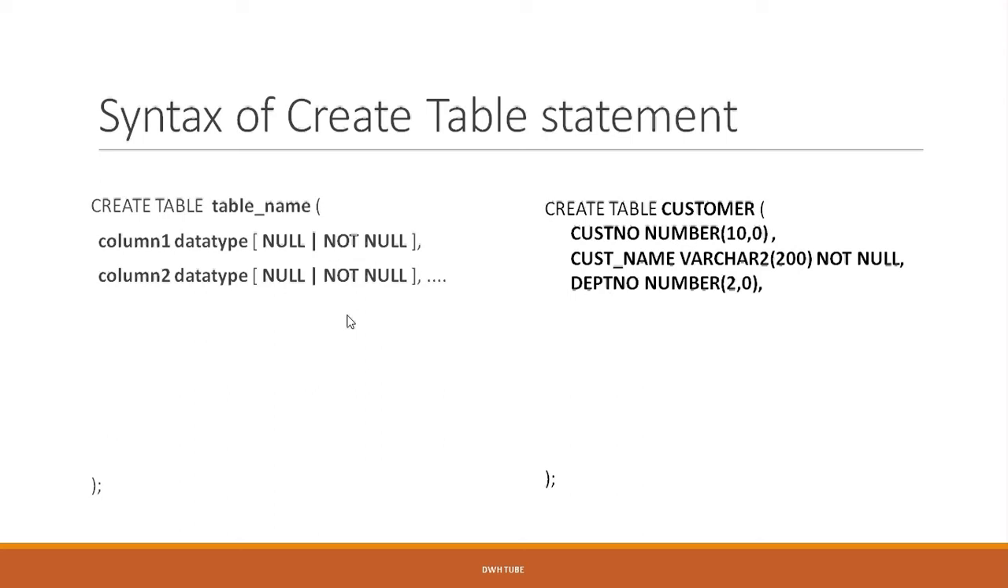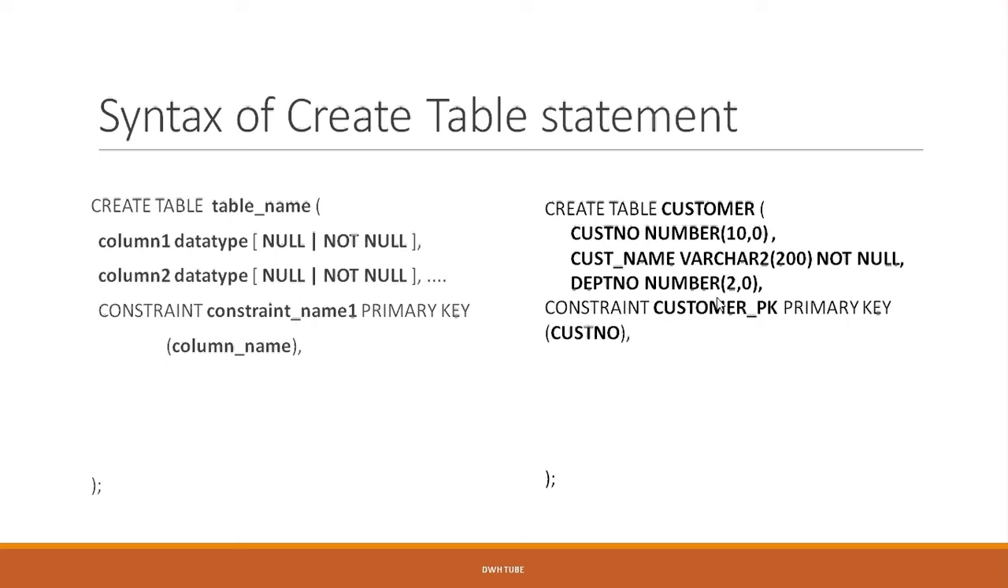Every table can contain one primary key, and how do you define that? Using this particular syntax: constraint name, primary key, and then the column name. Now in our example, customer number is going to be a primary key. Now what do you mean by primary key? We are going to see in some time.